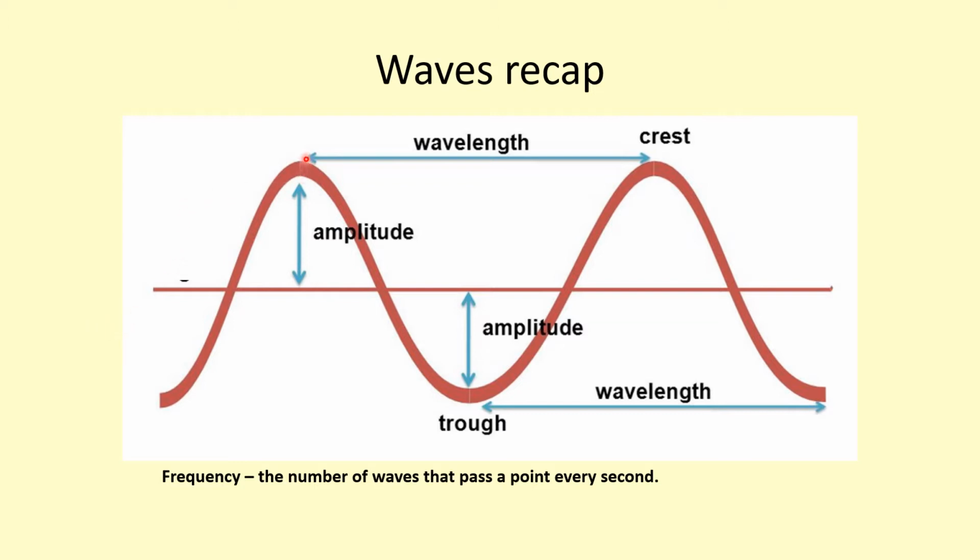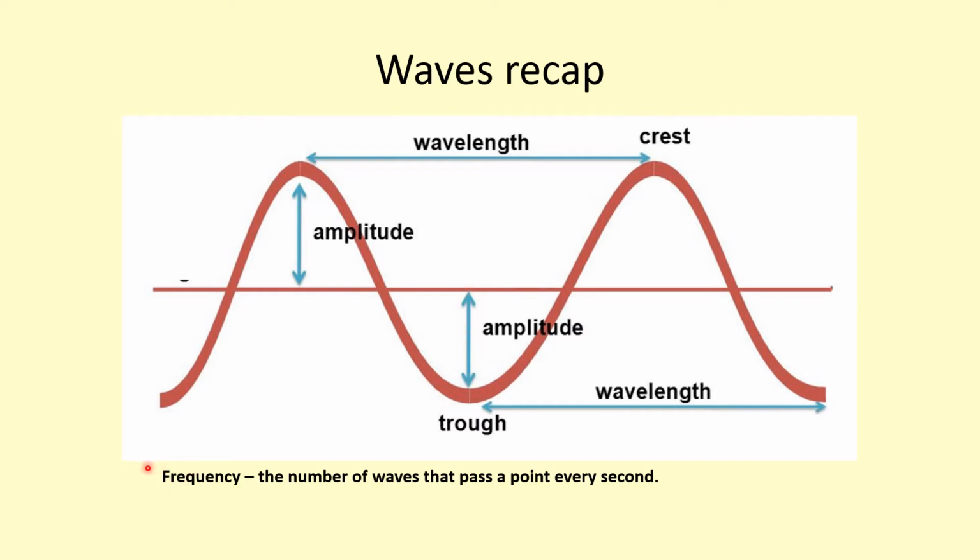You need to know that the wavelength is the distance from crest to crest, or from trough to trough, or any corresponding points on two adjacent waves. So you can measure it from here to here, or from here to here. So that's the wavelength. You obviously need to know the crest is the top of the wave, the trough is the bottom of the wave, and the amplitude is the distance from the middle to the top or the middle to the bottom, not all the way from top to bottom. So it's from halfway to the bottom or the top.